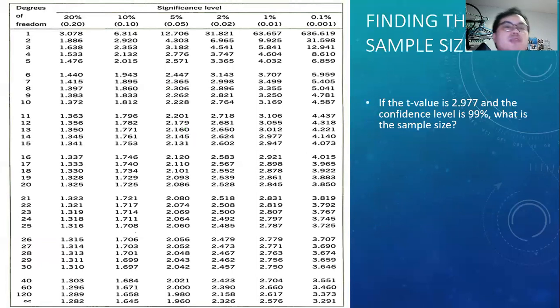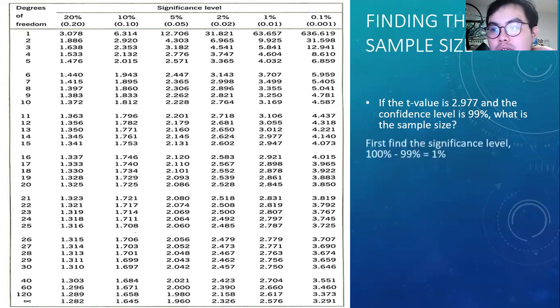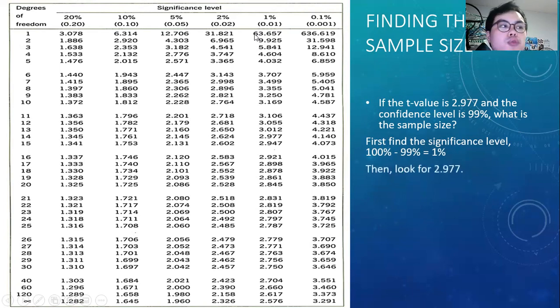Now we're going to find the sample size. The corresponding t-value is given along with the confidence level. What is the sample size? The t-value is 2.977. But before that, we're going to find the significance level. To find it, we subtract 99% from 100%, which is 1%, or 0.01 in decimal form. Now we're going to look for 2.977.